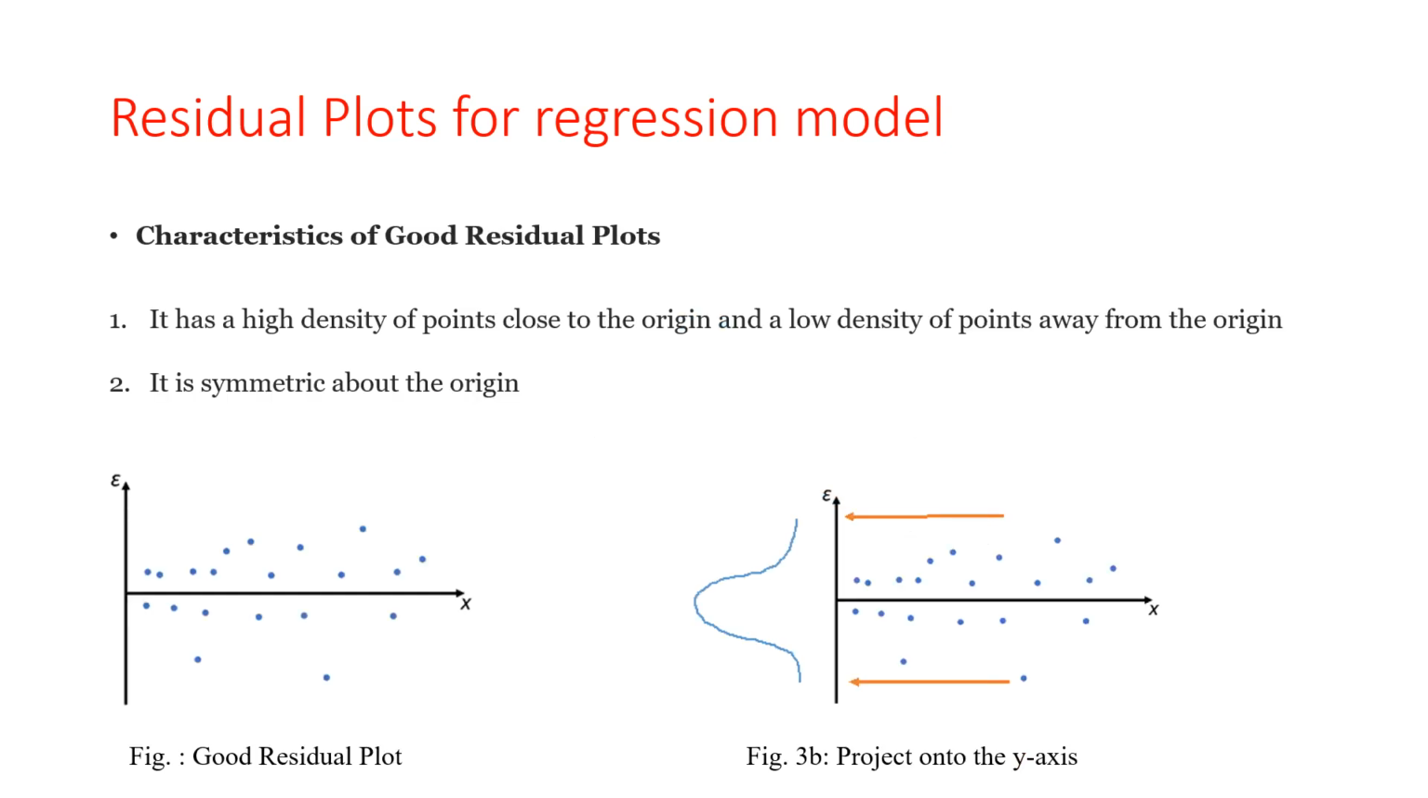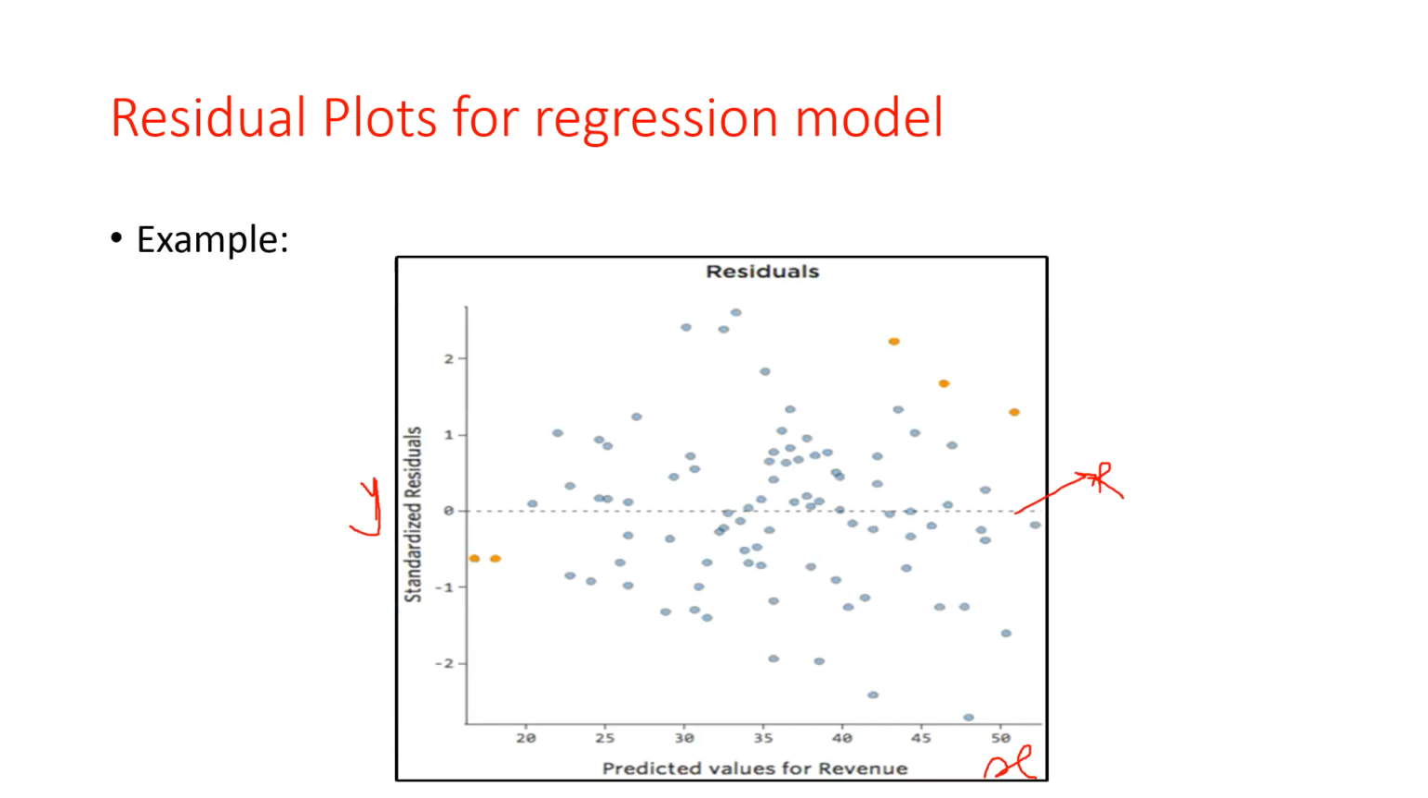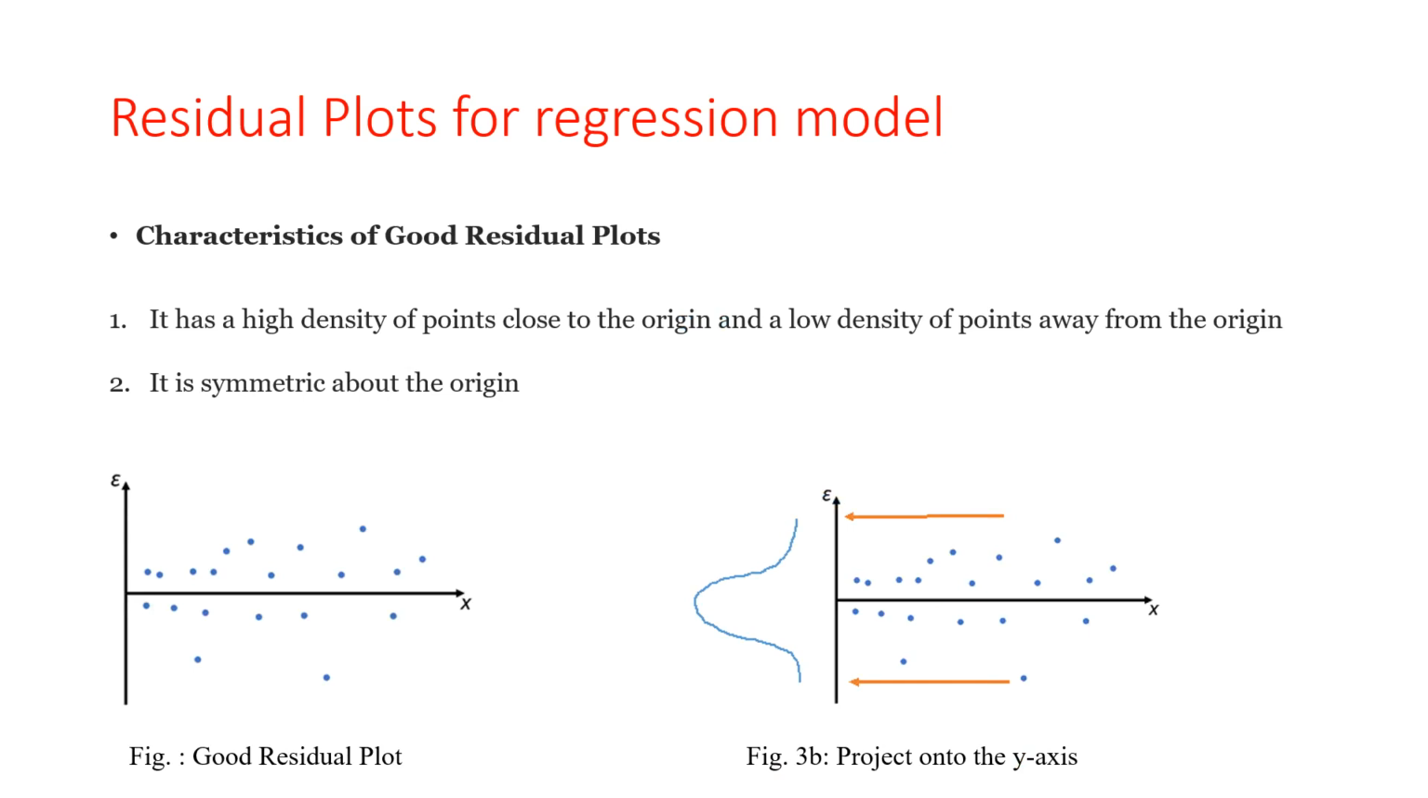So what are the characteristics of a good residual plot? How to decide? Here I have drawn a line which is called a residual. So how do we decide whether a particular graph is a good residual or a bad residual? There are a few characteristics of a good residual plot. First, it has a high density of points close to the origin and a low density of points away from the origin. And the second characteristic is that it is symmetric about the origin.